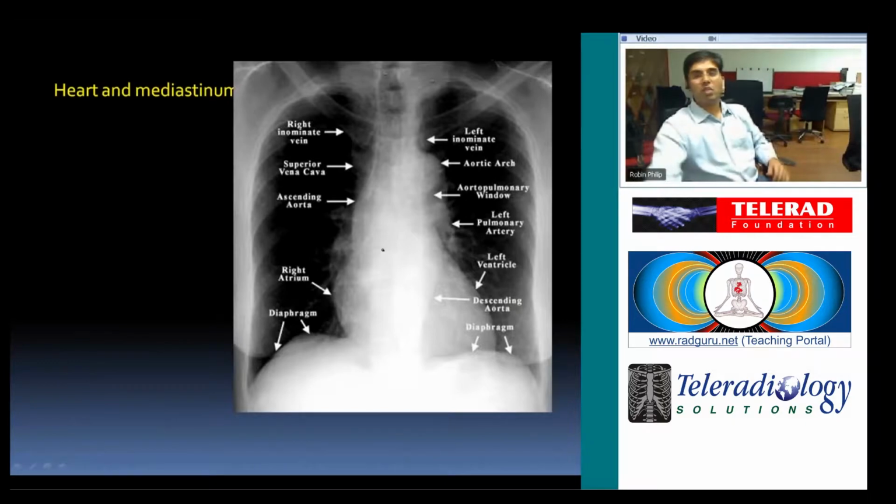Once the trachea is over, move on to the heart and mediastinum. The structures that form the borders of the mediastinum on the right, in the superior portion, are the innominate artery, followed by the superior vena cava, and in some parts a portion of the ascending aorta will also form the right heart border. Further down, this is the right heart border.